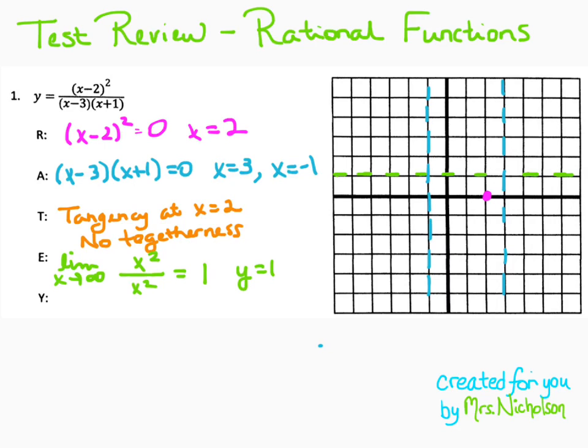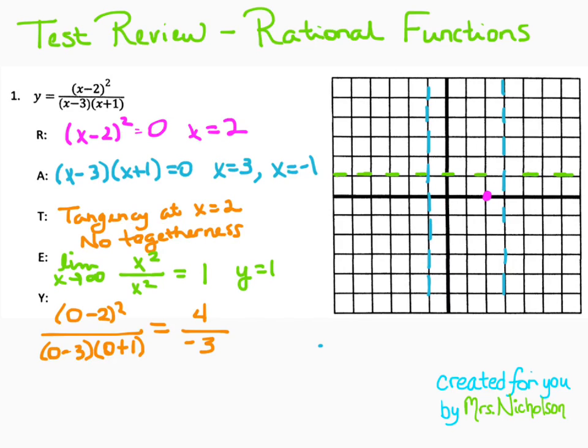Alright, and finally, the Y-intercept. We're going to plug in zeros for the x's. Zero minus 3 over 0 plus 1. So I've plugged in a 0 for all the x's. In my numerator, I would be left with -2 squared, which would be 4. And in the denominator, I've got -3 times 1, which would be -3. So my y-intercept is -4/3.